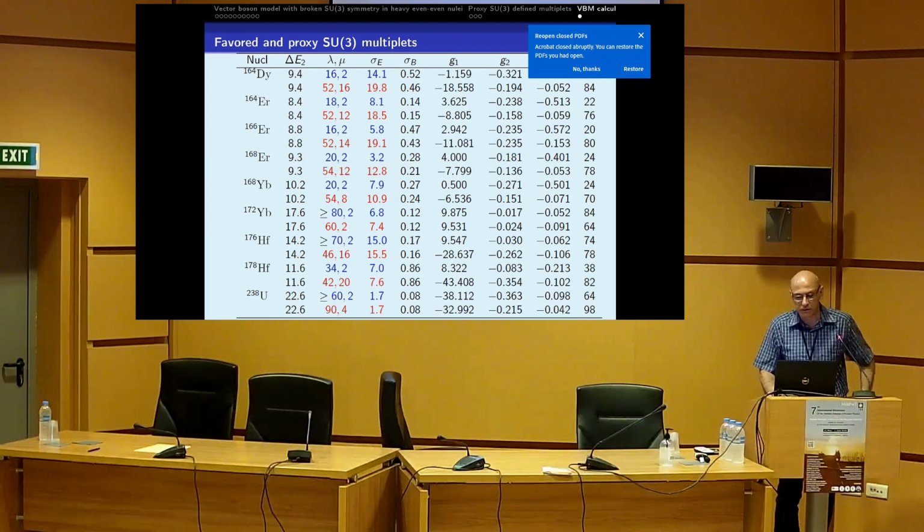So both the so-called favored SU3 multiplets obtained in the vector boson model and physically motivated SU3 multiplets obtained in the proxy-SU3 scheme provide the same model description, which means that in this region we can simply say that we have an SU3 scheme in which the Hamiltonian is determined by the vector boson structures, while the multiplets are physically determined by the proxy-SU3 scheme, and it seems that this is a range in which we have a closing, a full SU3 symmetry description of the ground and the gamma band.